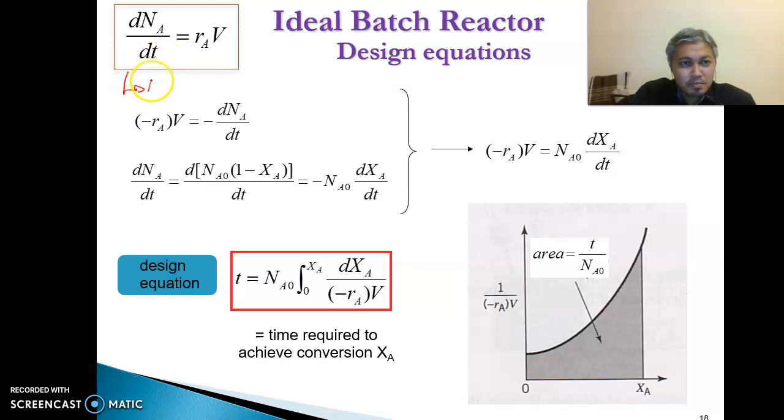Previously we have learned that this is the mole balance for a batch reactor, right? Batch reactor. Okay, so now we are going to learn about the ideal batch reactor, in which we will learn that it can be expressed in terms of the conversion or in terms of the concentration. This term can be expressed in terms of these two, concentration and also conversion.